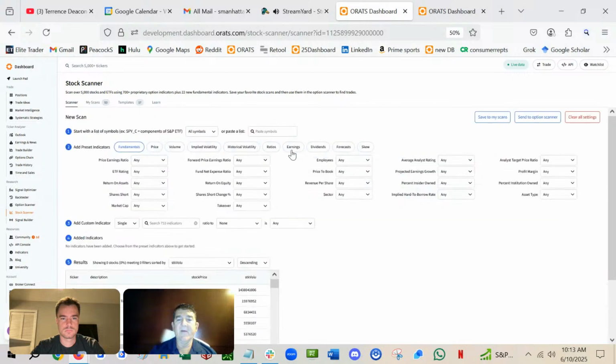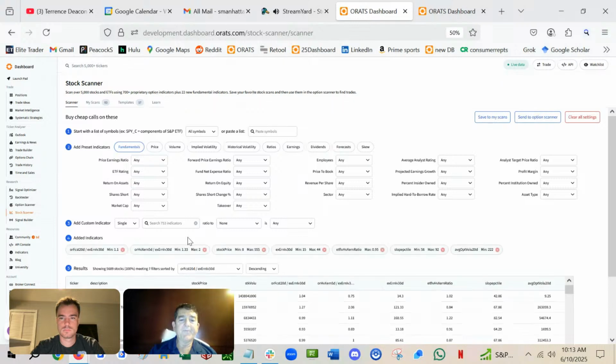I also have average option volume, because I want there to be a fair amount of trading going on. Then the slope, for example, relates to what we saw in Apple. If we're buying cheap calls, we want the put slope to be steep. So the puts are expensive, and the calls are cheap.